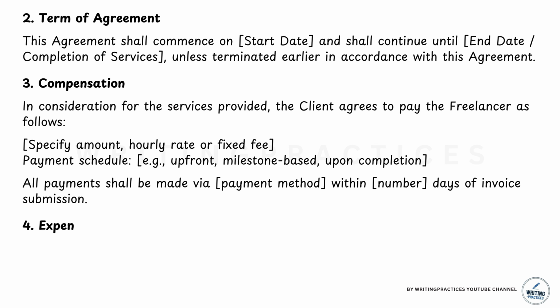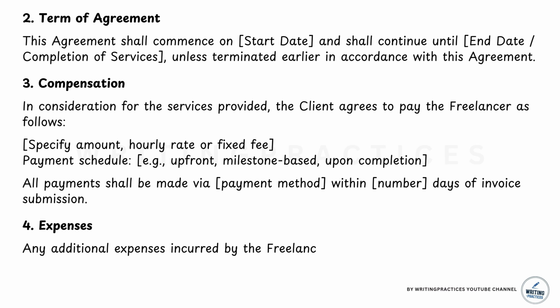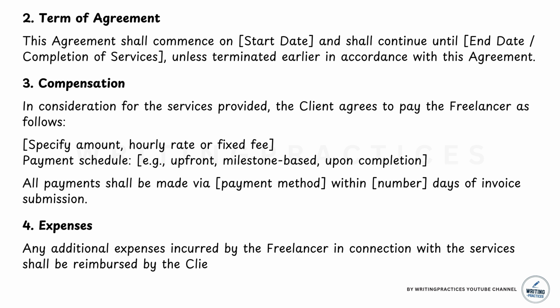Point number 4. Expenses. Any additional expenses incurred by the freelancer in connection with the services shall be reimbursed by the client only if pre-approved in writing. This section explains how extra costs are handled. You need to clarify that expenses must be approved first. This is important because it prevents unexpected charges. Legally, it protects the client from unauthorized expenses.